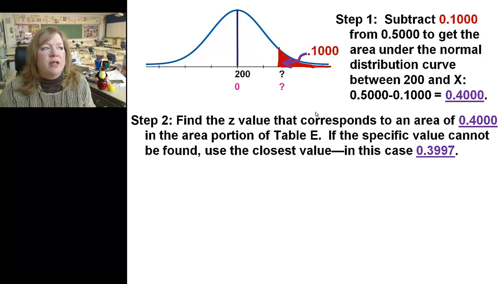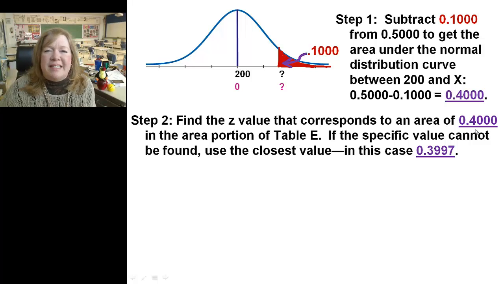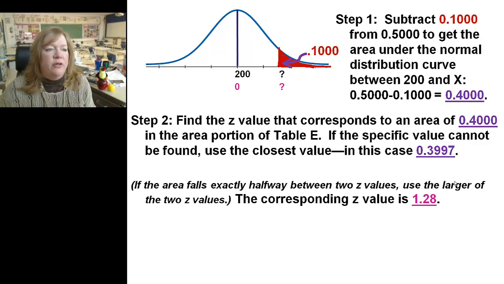When we look under our table, the area that corresponds to 0.4 isn't exactly right. So we're going to use 0.3997. That's close enough. If you go to the left and look above on that table, you will get 1.28. If the area falls exactly halfway between two z values, use the larger of the two. That's the tip for the day. So the corresponding z value in our case is 1.28. We have everything we need to find that x value.